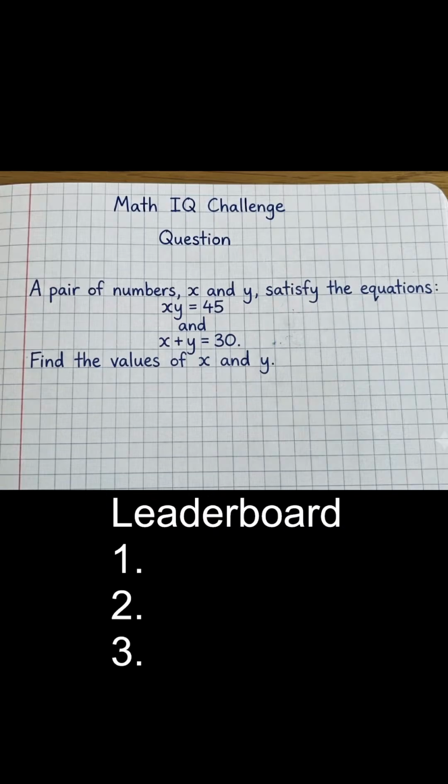So again, for the new viewers, let me read the question again. You can give your answers in the chat, and if the answer is correct, then your name will be featured in the leaderboard. The question is that a pair of numbers x and y satisfy the equations xy is equal to 45 and x plus y is equal to 30. So find the values of x and y.